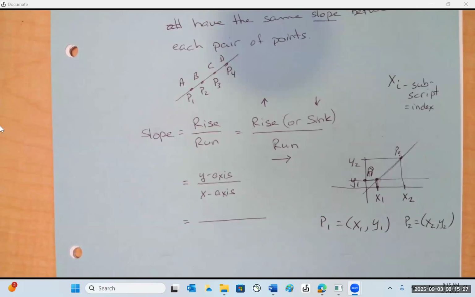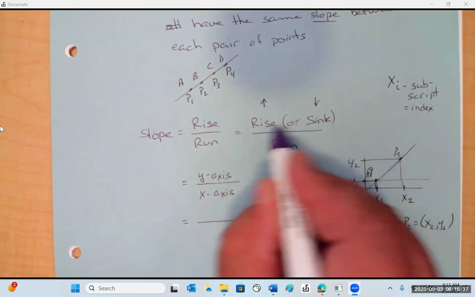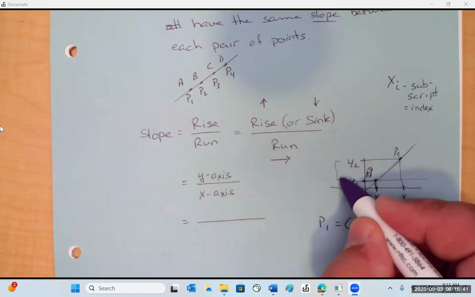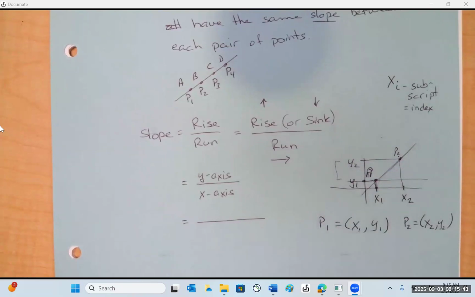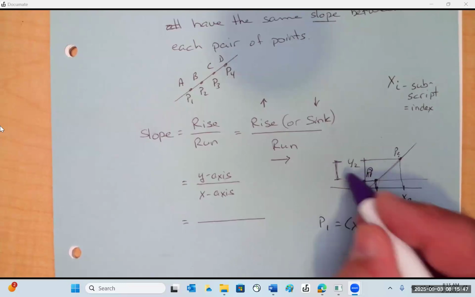And that's going to become apparent in a minute. Once we start dealing with formulas, we have to know where we plug in our values. So the rise and sink, this has to do with vertical movement. How do I find out how far it's moved vertically?